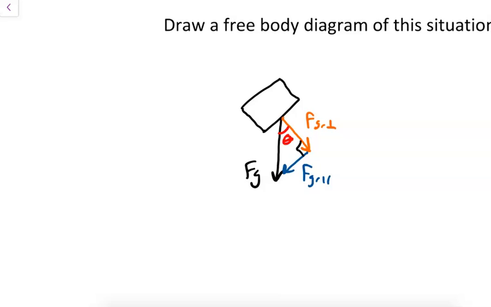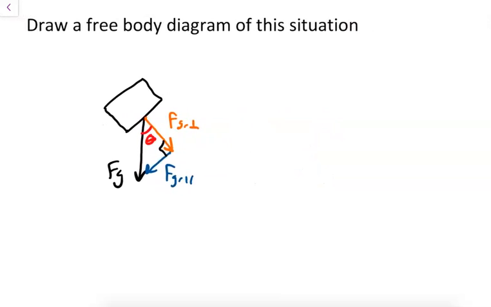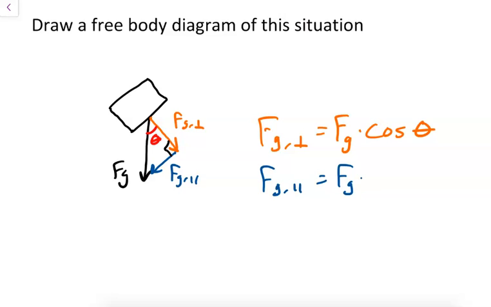We know this is a right angle because we have perpendicular and parallel components. So I can identify my force of gravity in my perpendicular direction to be Fg times cosine of theta, and I can find my force of gravity in my parallel direction to be Fg cosine theta, or sine theta. Gosh.